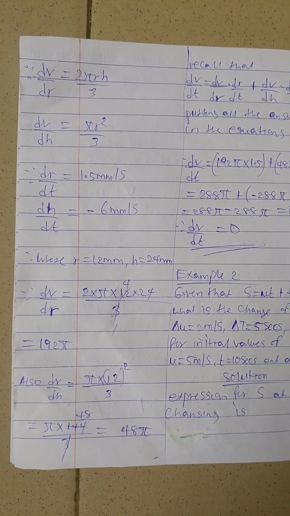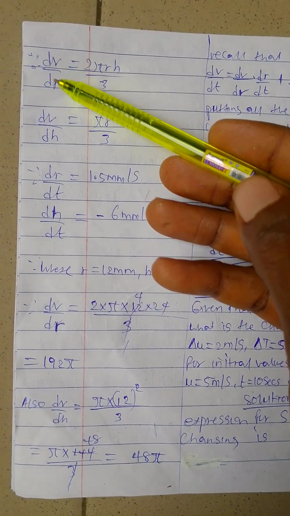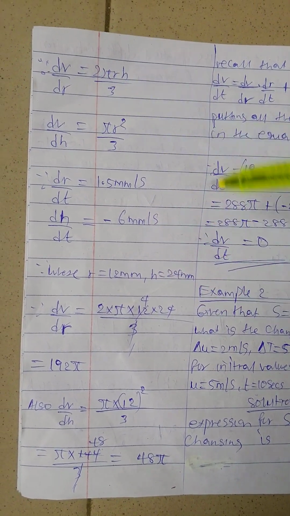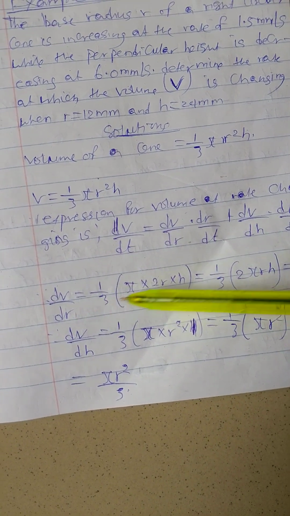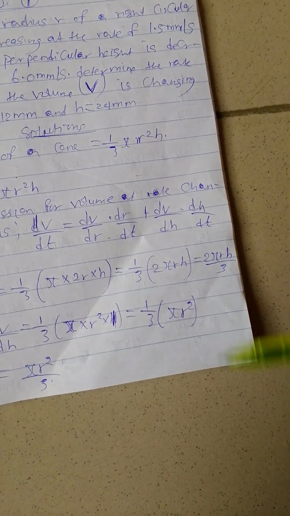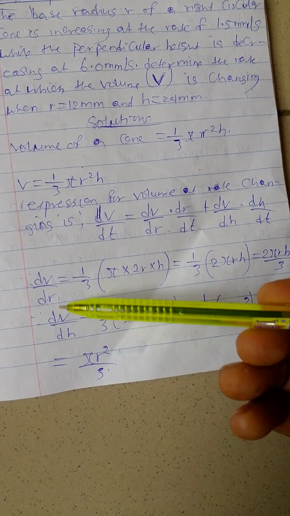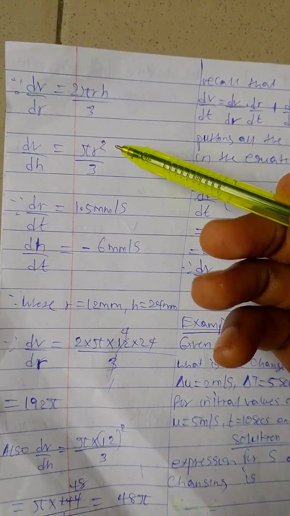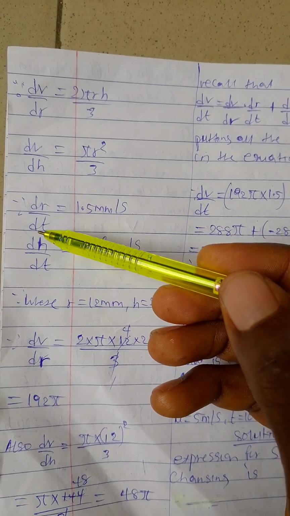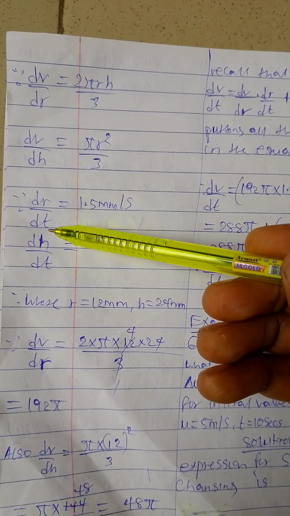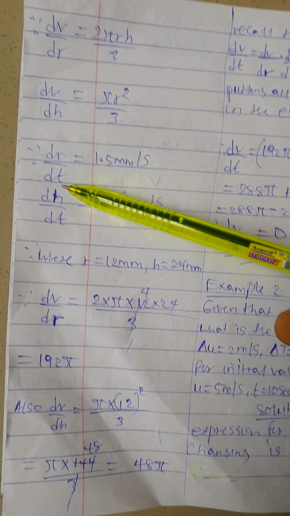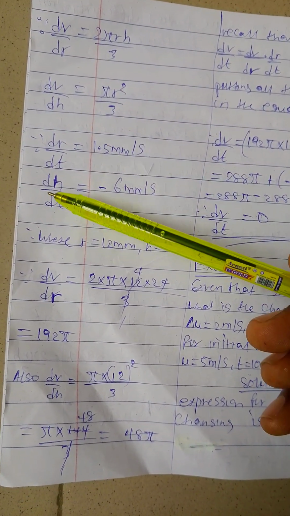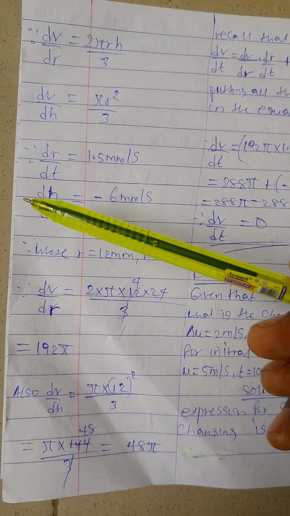After doing that, dV over dr is 2 pi rh over 3, that is what we got here. That is dV over dr. And dV over dh is pi r squared over 3, which is what I wrote here. Now dr over dt simply means the rate at which the radius is changing, and dh over dt means the rate at which the height is changing.